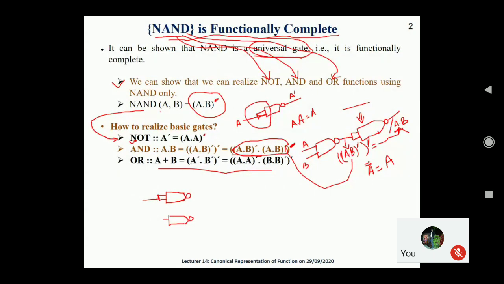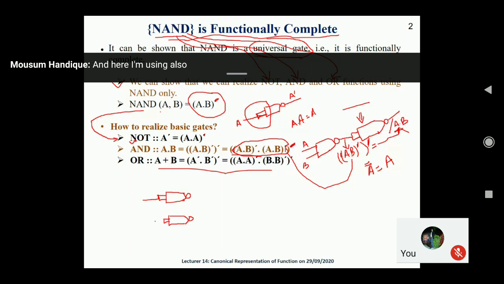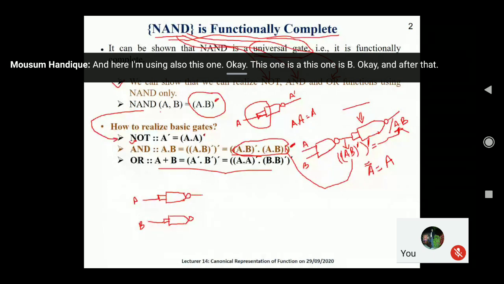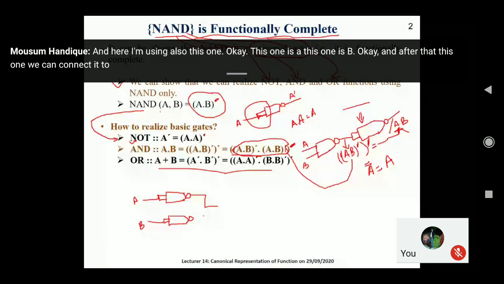And here I am using also this one. Okay, this one is A, this one is B. Okay, and after that what happened? This one we can connect it to this one. We can connect it again NAND gate.